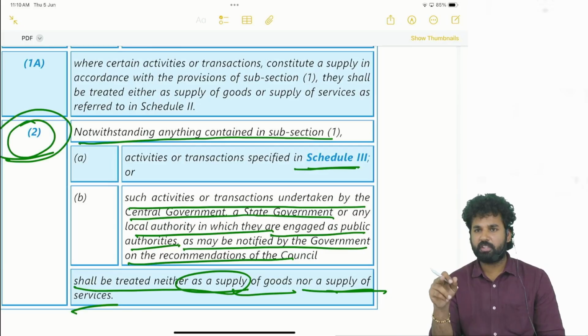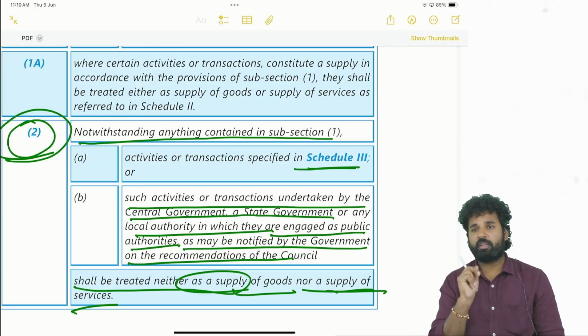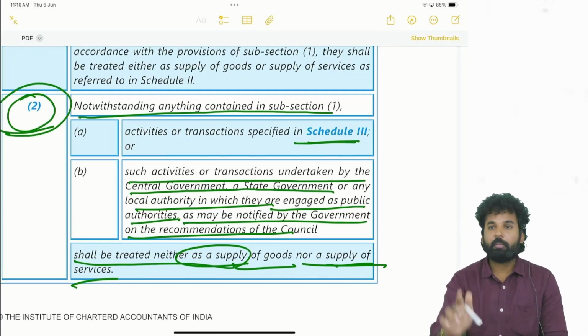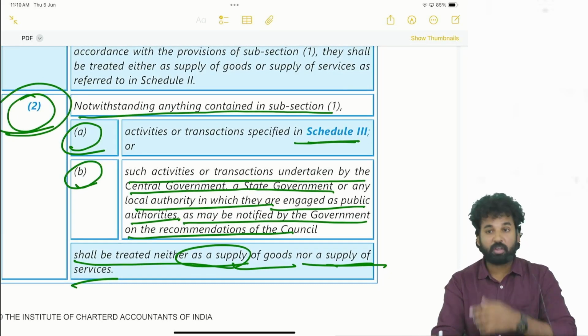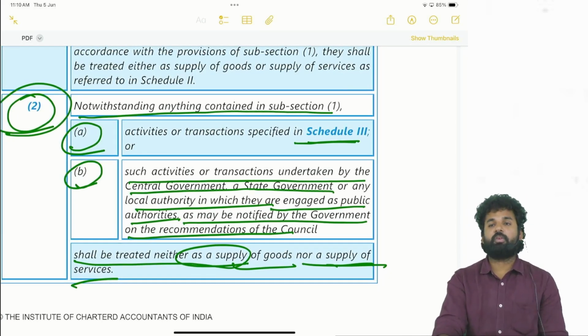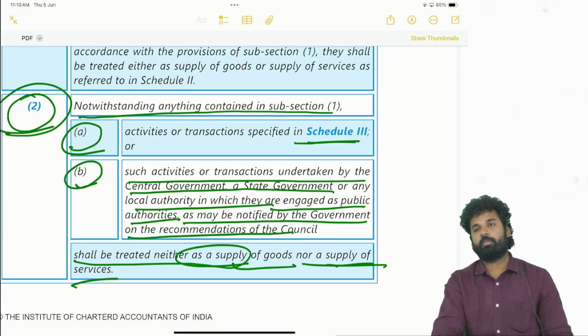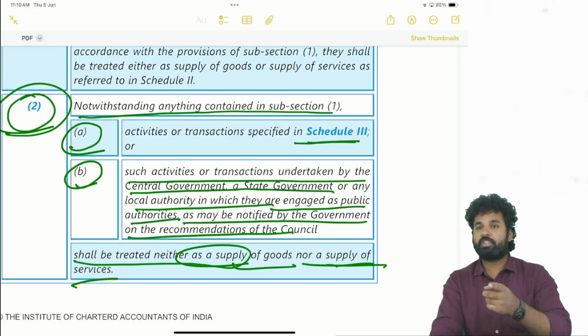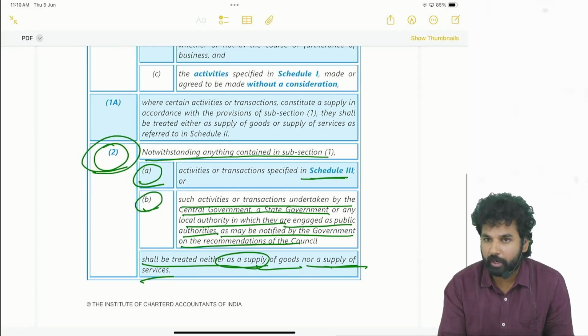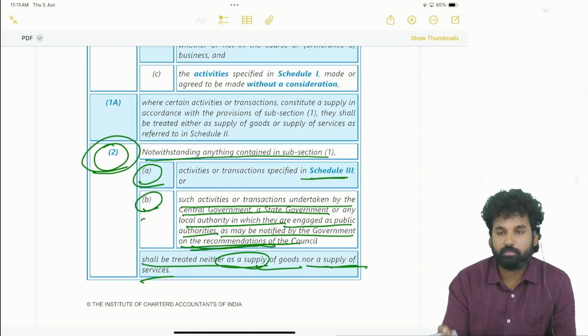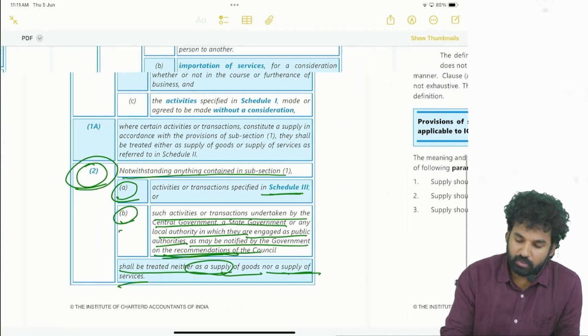Consideration is there, business is there, it is of goods or services, and a form of supply is also there, but still it is not a supply. It may be because of two reasons. One is it is listed out in schedule 3. Second one is it is notified by the central government or state government by notification, and it is an activity made by the central government or state government, notified that it shall not be regarded as supply. So we will see both of these. We will see schedule 3 and at the same time the notification, notified services as well. So in schedule 3 we will see.